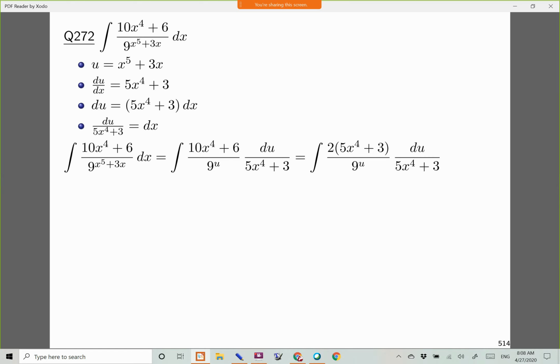So then after canceling the factor of 5x to the fourth plus 3, that factor on top and on bottom, we're left with the integral of 2 over 9 to the u du. So at least we went from a problem that had just x's in it, and then somewhere in the middle we still had this mix of x's and u's, but after doing some algebra and canceling factors, a valid algebra thing, at least we're left with an integral problem that no longer is a mix of x and u's. It's just u's.